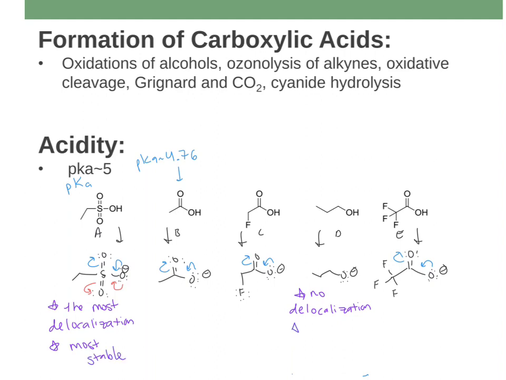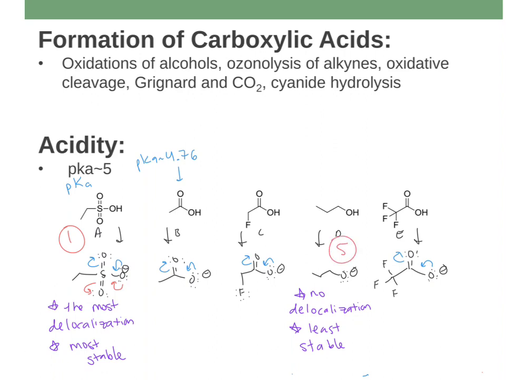And the other one, the one that has no delocalization, is going to be the least stable. It's going to be the highest energy anion. So right off the bat, I think that A is going to be my most acidic, and D over here is going to be my least acidic. So I've got 5 things, so I'll call that number 5.